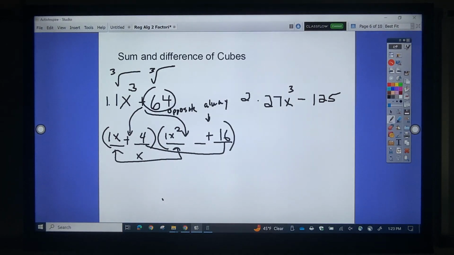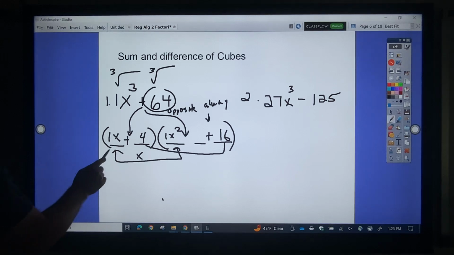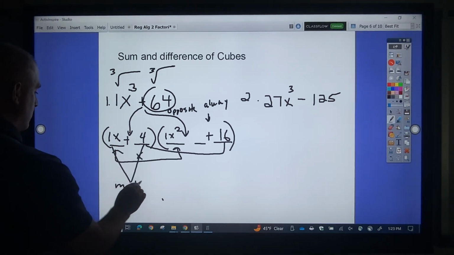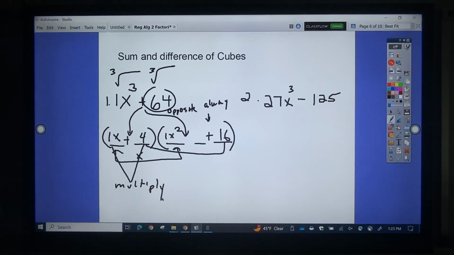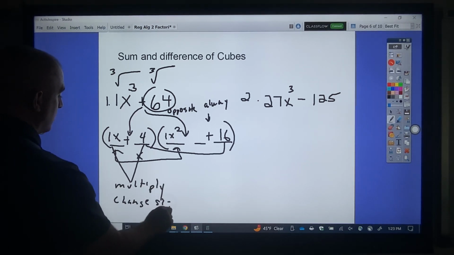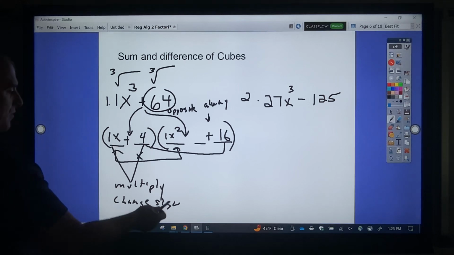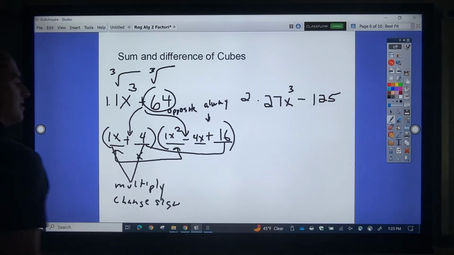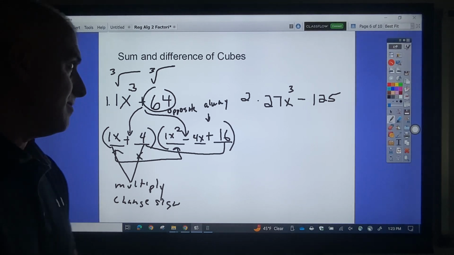Now, to find the term in the middle, it's almost like the difference of the perfect trinomials. What we're going to do is multiply those, okay, and in essence change the sign. Now, you could just multiply them. 1 times 4x is 4x. That'd be negative 4x. The other thing you know is that's a plus, that's a minus. You can do it either way, okay?